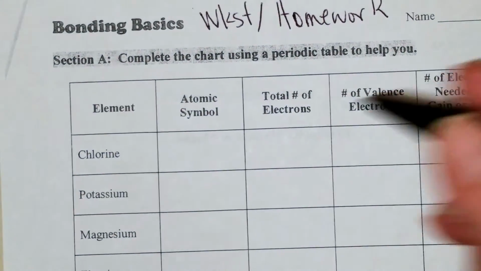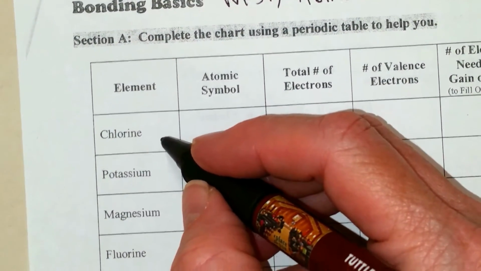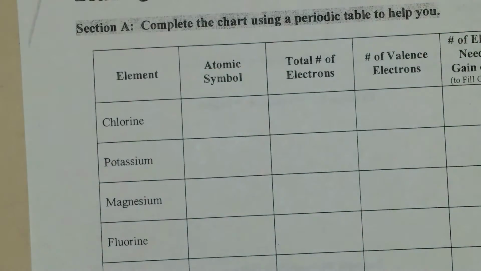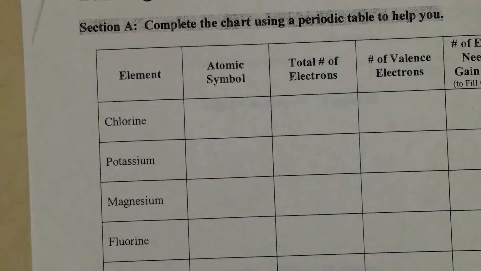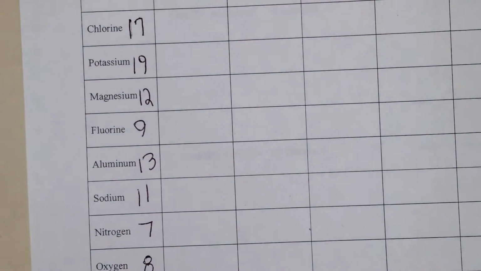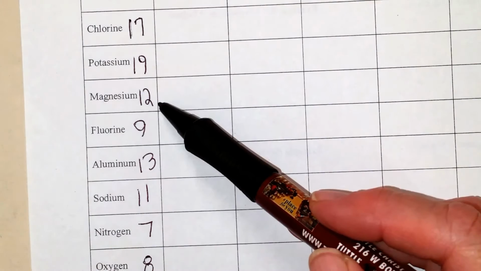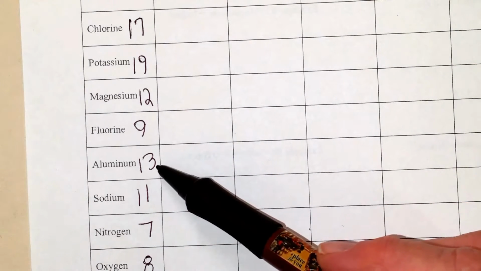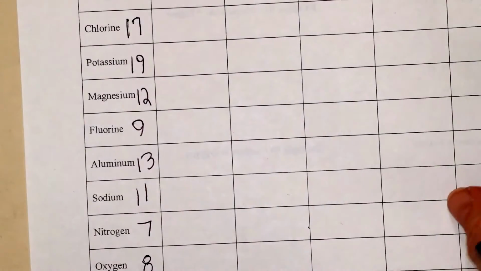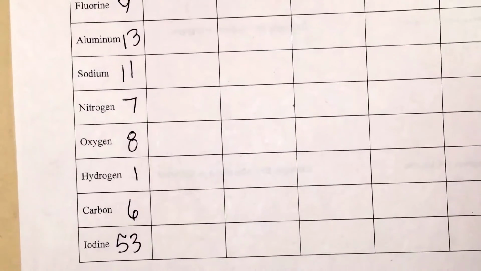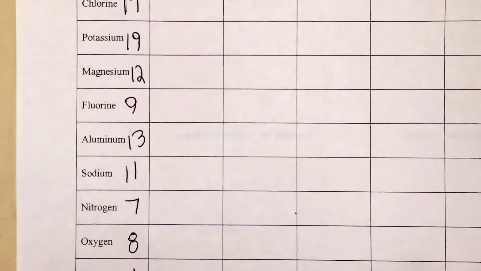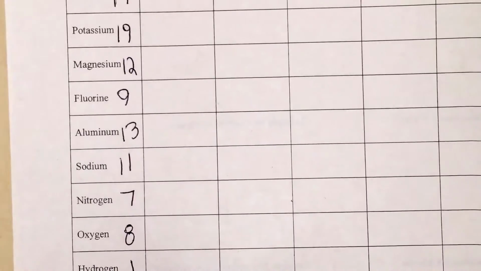I'm going to go ahead and give you the atomic numbers to these, so you will be able to find them easier. So let me write those down real quick, and then you can pause it and jot them down. Okay, hopefully you can see those. Chlorine 17, potassium 19, magnesium 12, fluorine 9, aluminum 13, sodium 11, nitrogen 7, oxygen 8, hydrogen 1, carbon 6, iodine 53. So you can pause those anytime you need to.